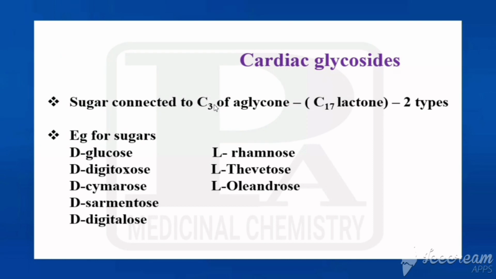The combination of these two can be called an aglycone. So what is present in a cardiac glycoside? It has a sugar molecule and a non-sugar molecule. The sugar molecule is called the glycone, and the non-sugar molecule is called the aglycone. So how are these two connected? They are connected by means of a glycosidic linkage or ether linkage.